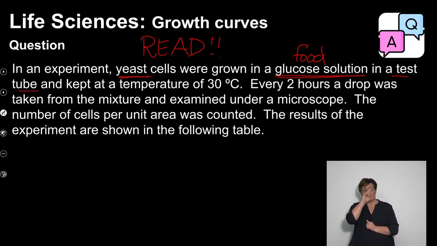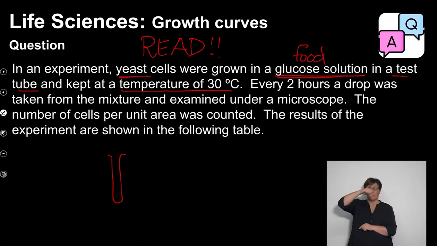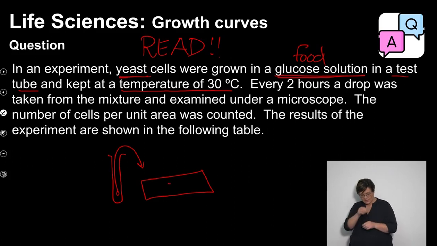All right? Now, we must remember that a test tube has limited size. It's kept at a temperature of about 30 degrees, and every 2 hours a little drop was taken from our sample and it was placed onto a microscope slide, and we counted the number of cells in a particular unit area, and we are going to accumulate these results in a table, in a data table.